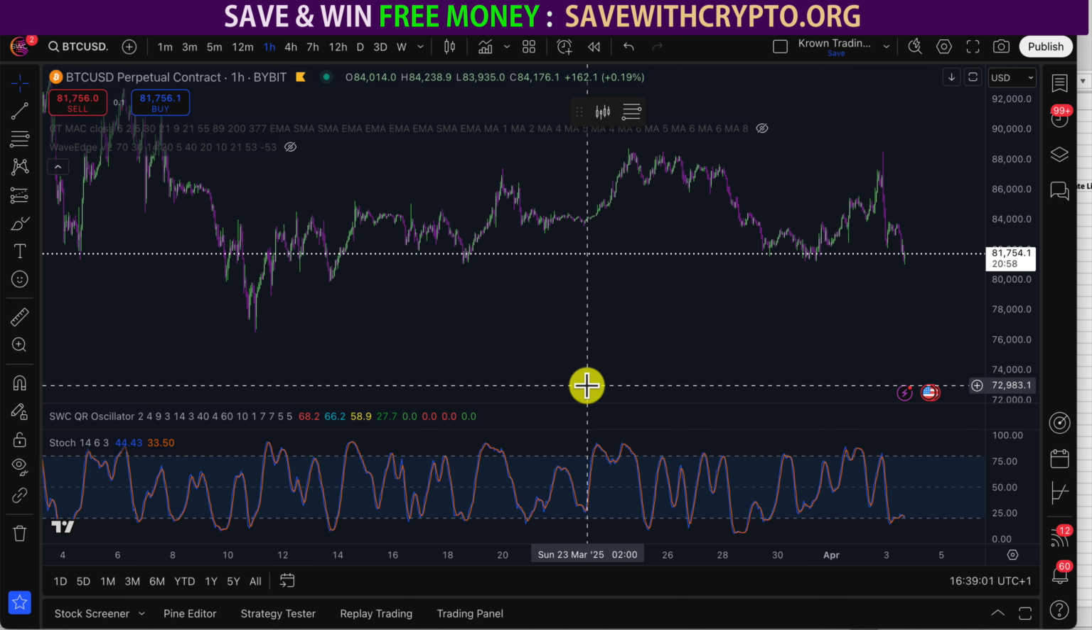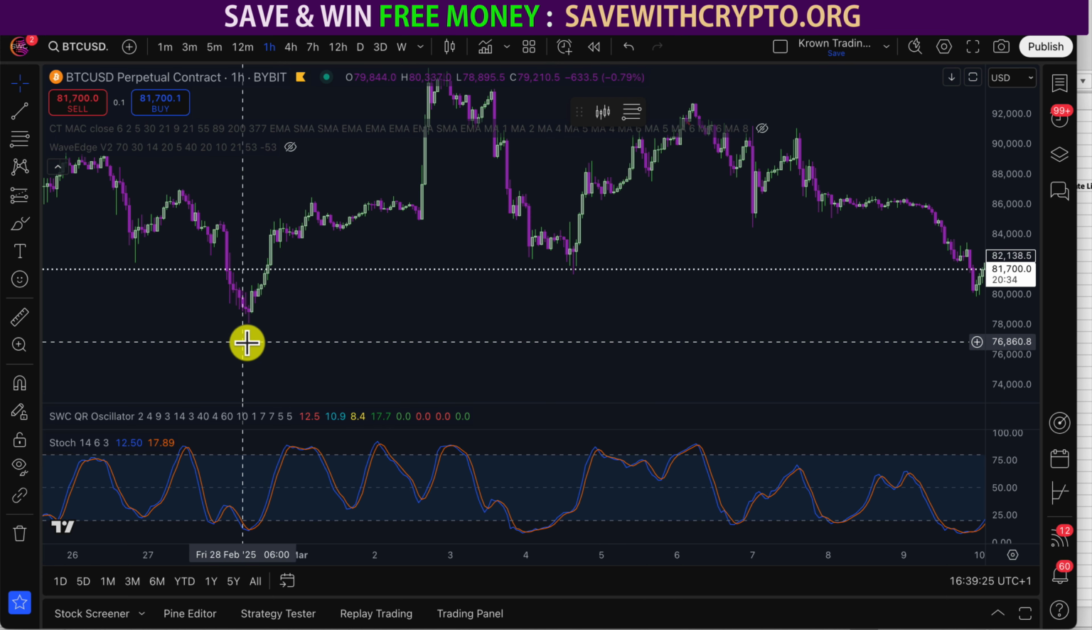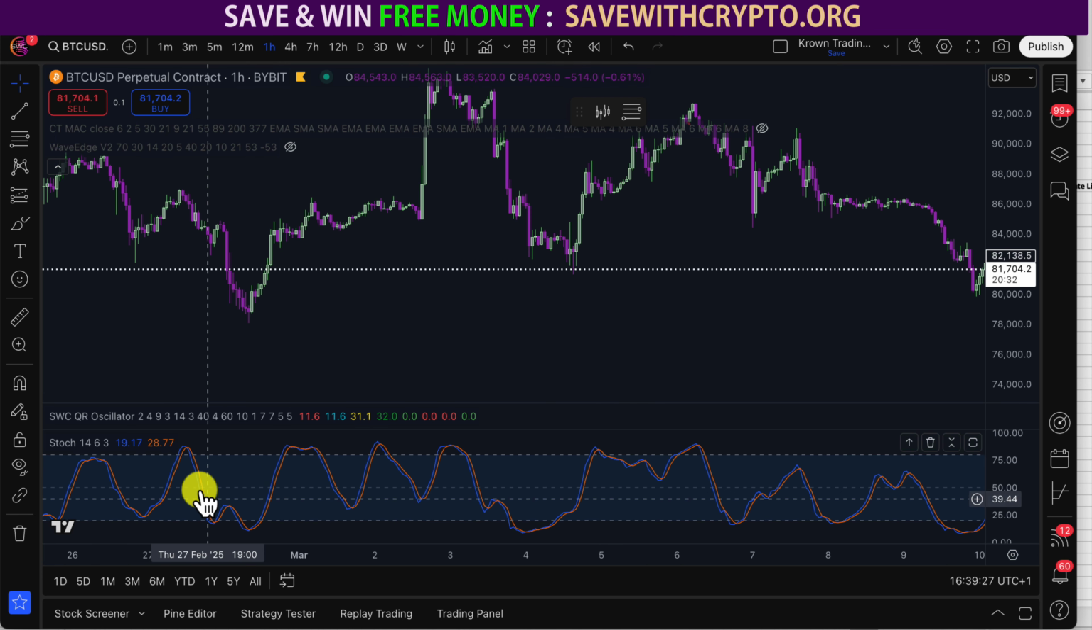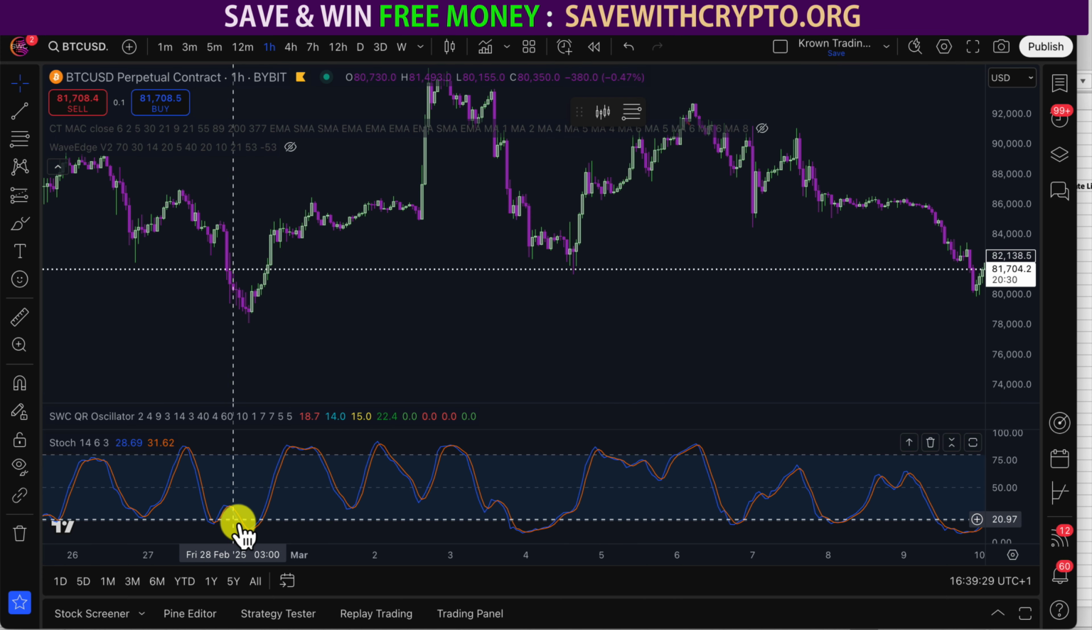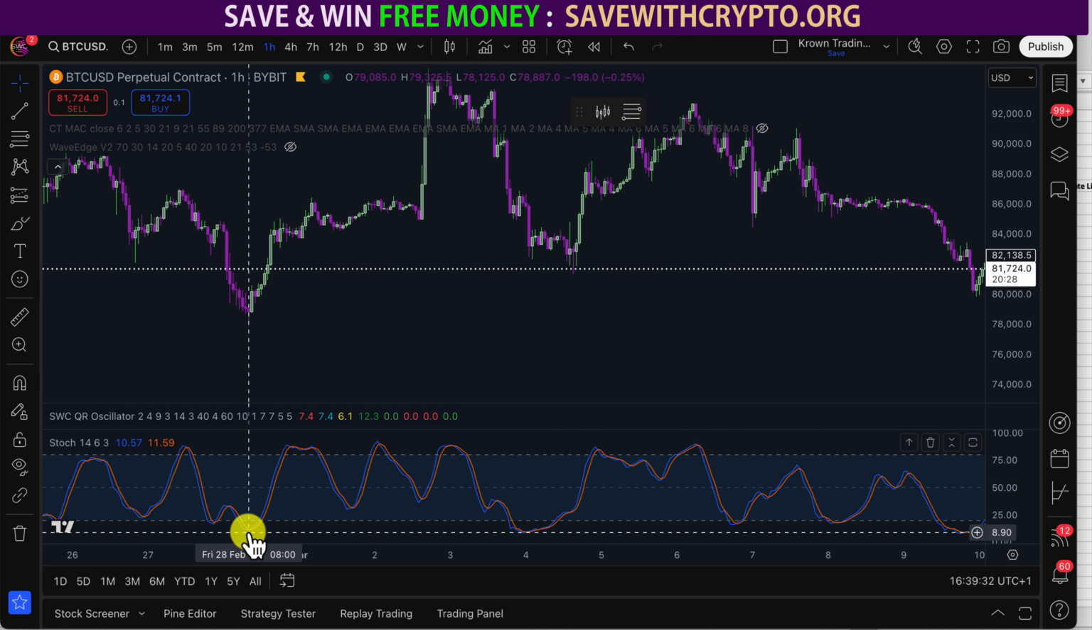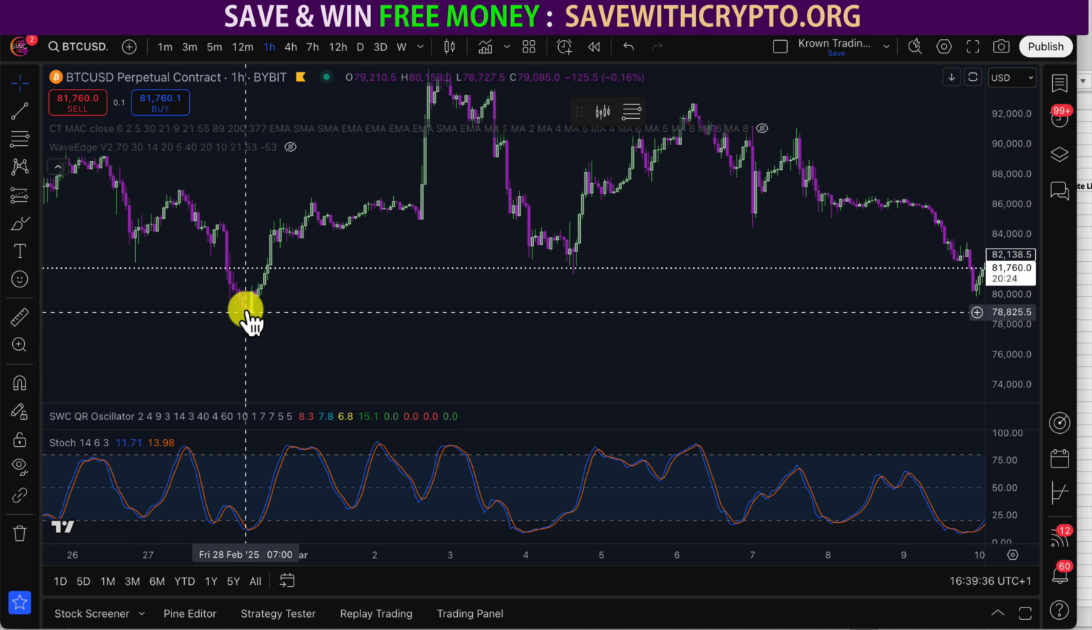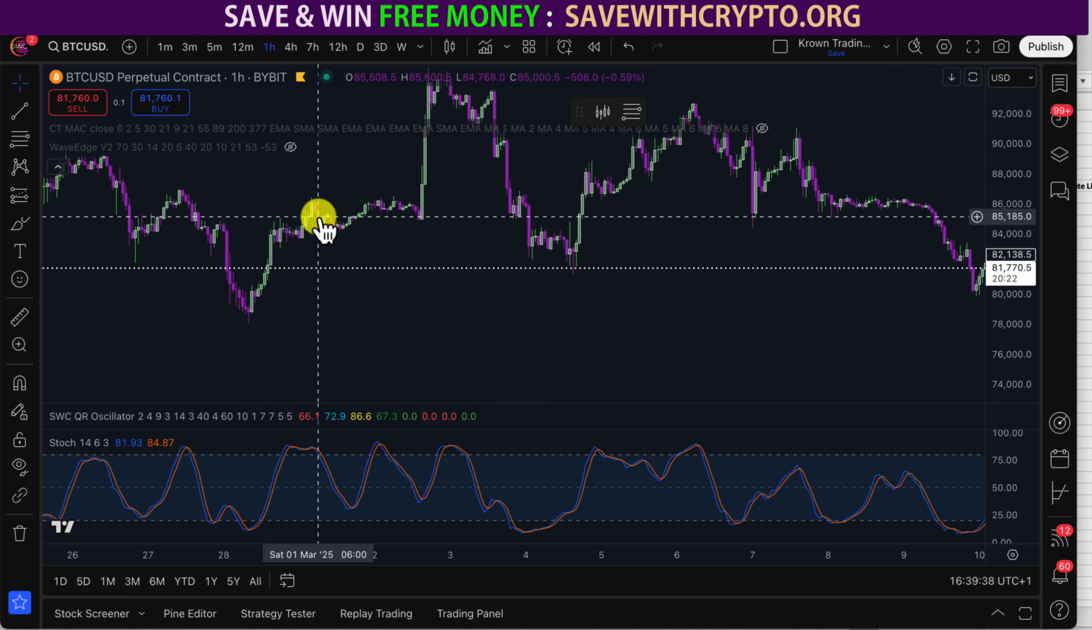To show you one going the other way, something like this one here was rather beautiful because they both came below the 20% line and they crossed there, indicating that the price was going to go back up. So that is the essence of how you can use a stochastic oscillator to identify trend reversals.